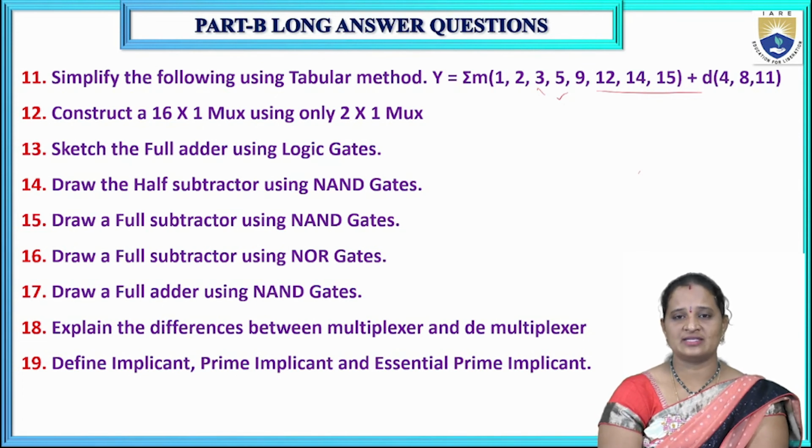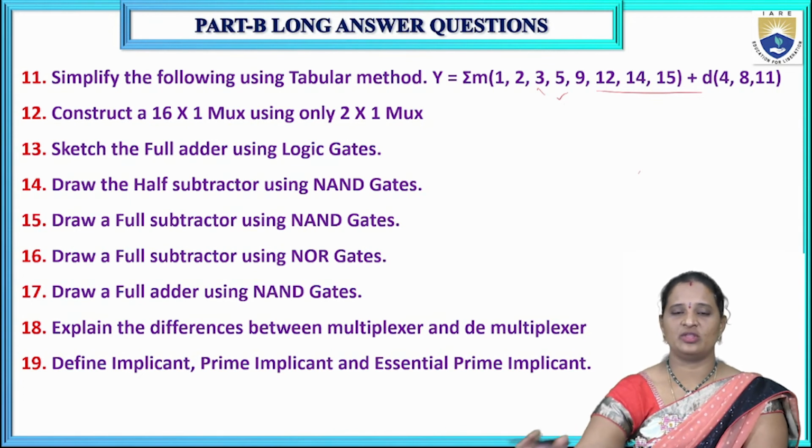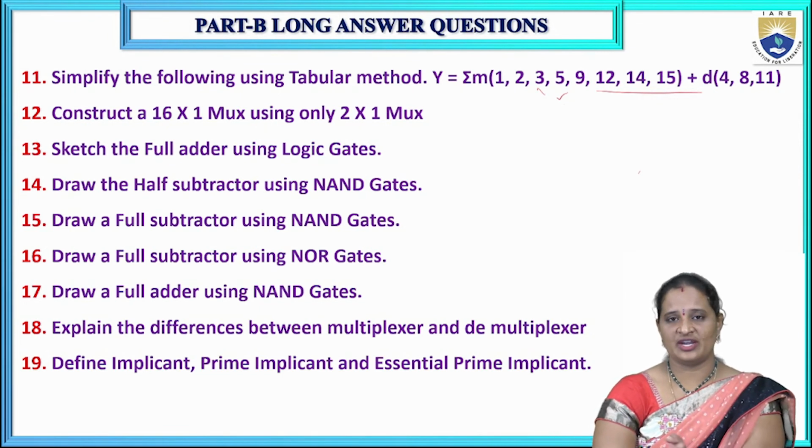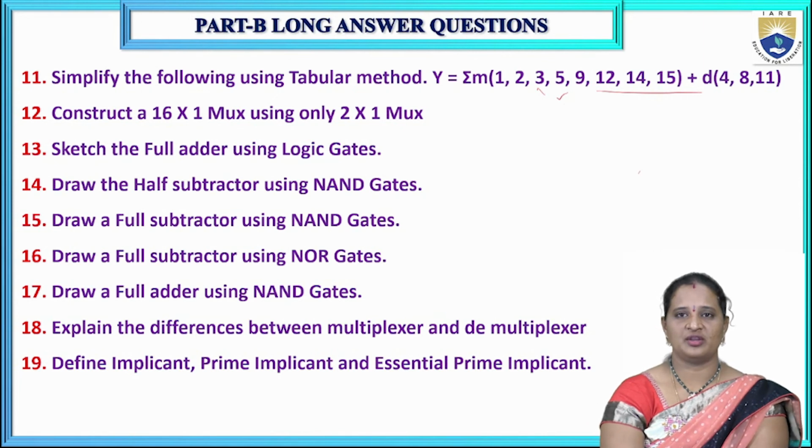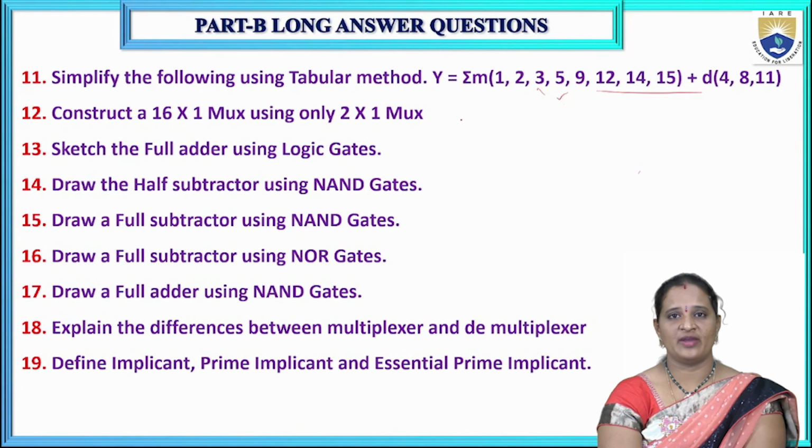And how to assign the selection lines? LSB to the first section and MSB to the last section. So like that you can assign the selection lines for each and every level, and then you can implement a 16 by 1 mux using 2 by 1 muxes.